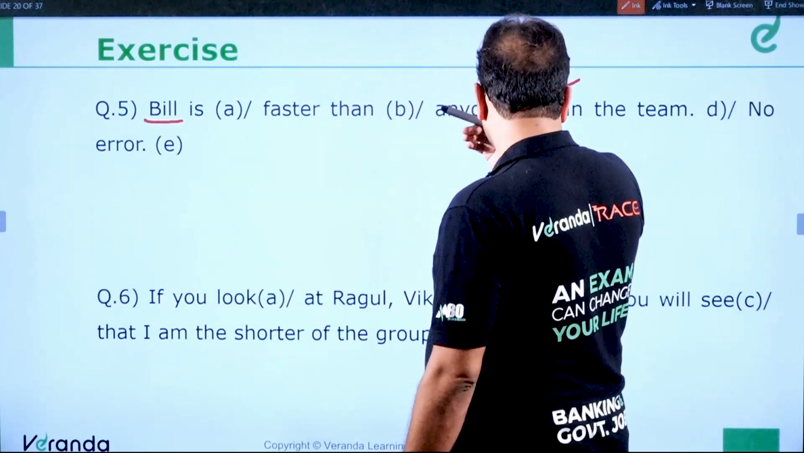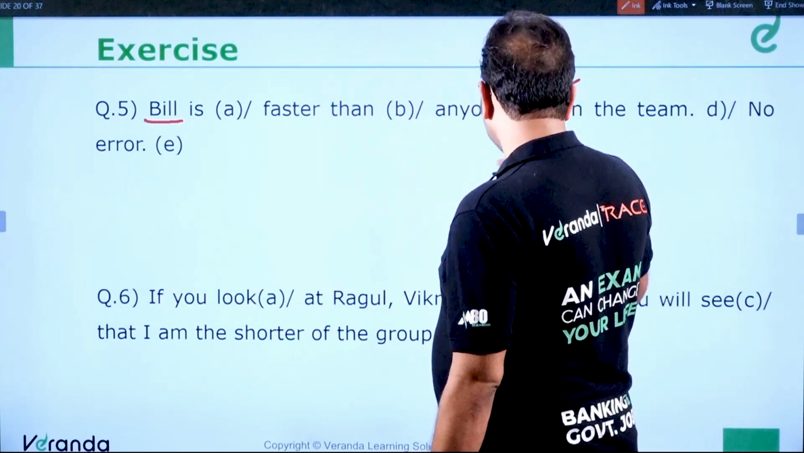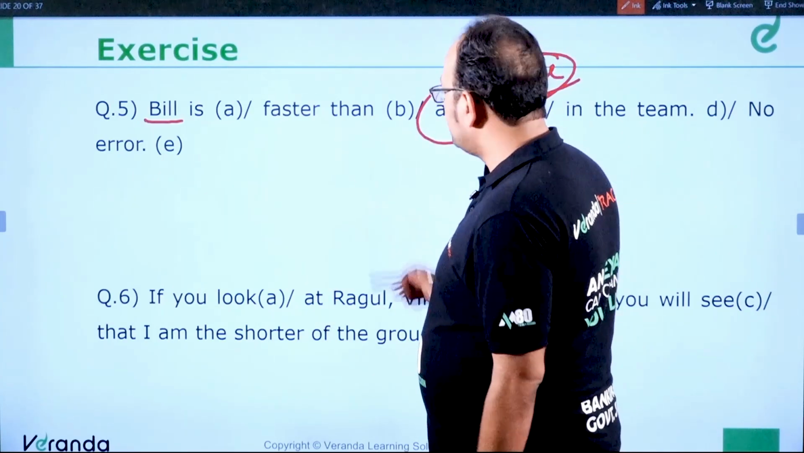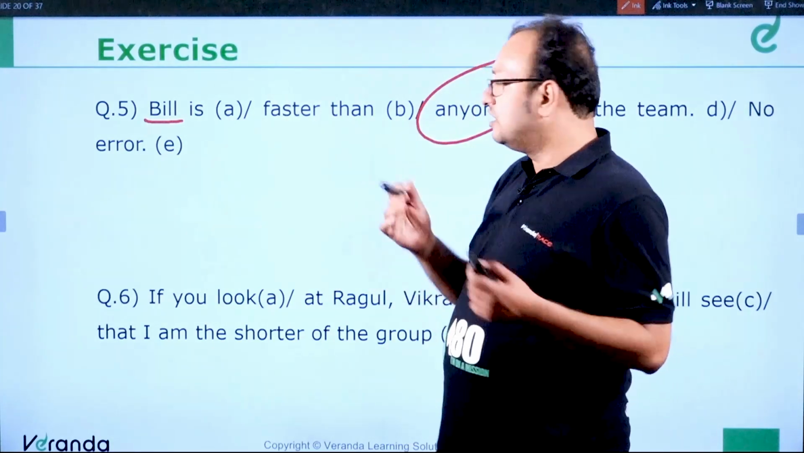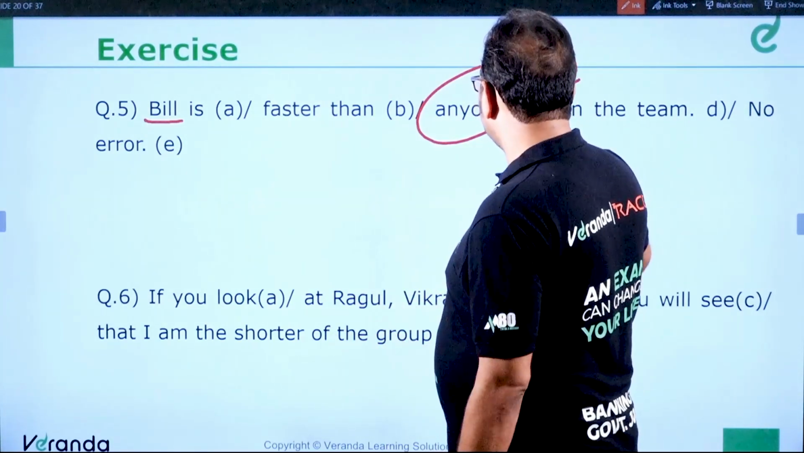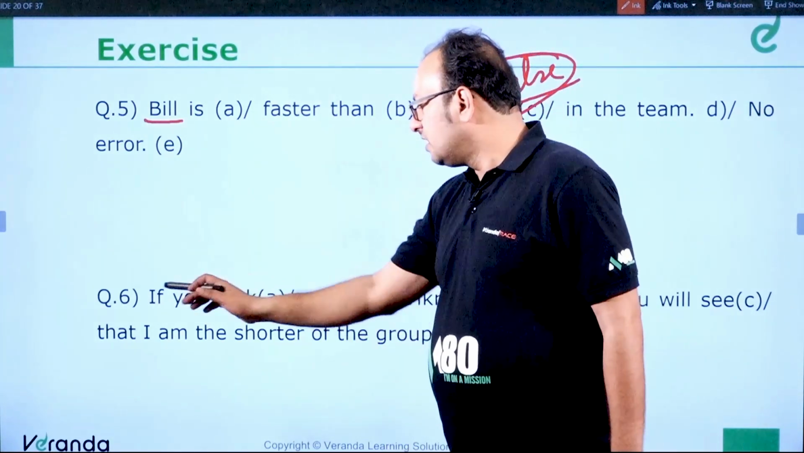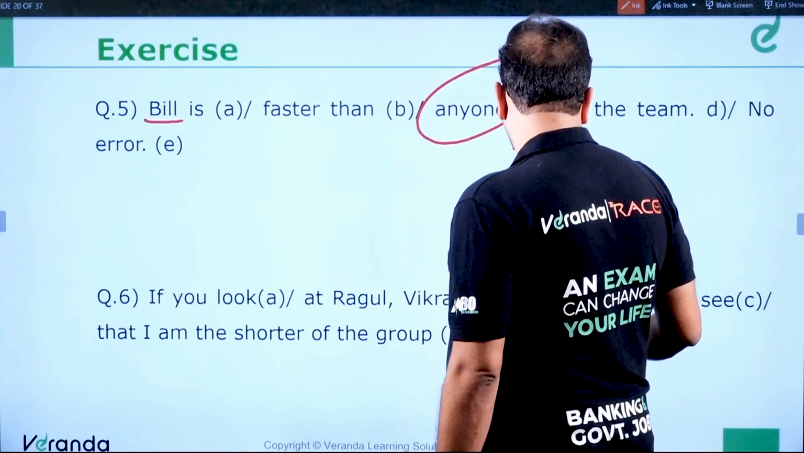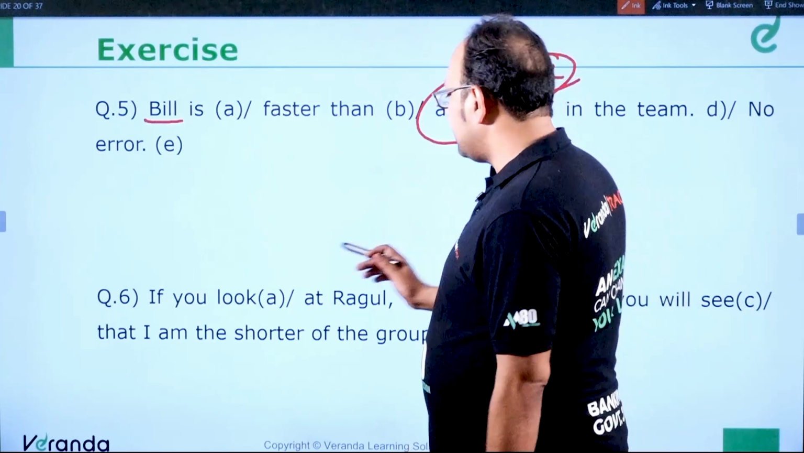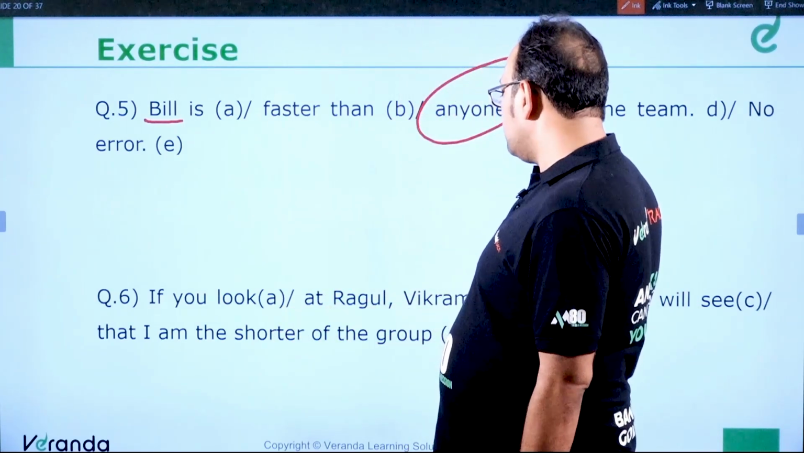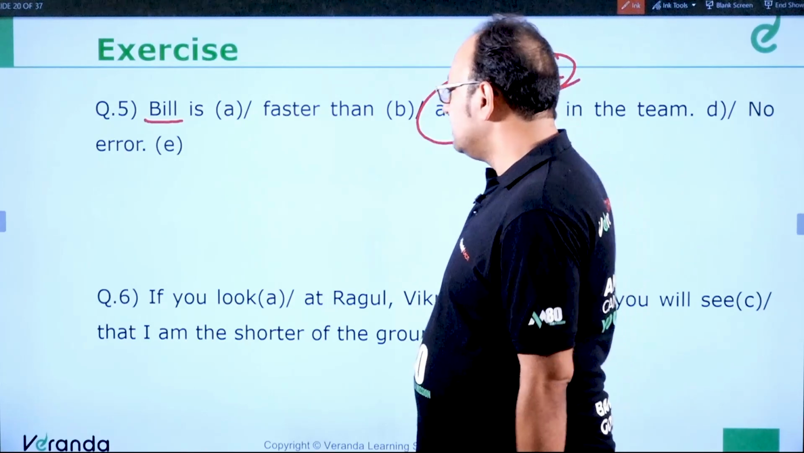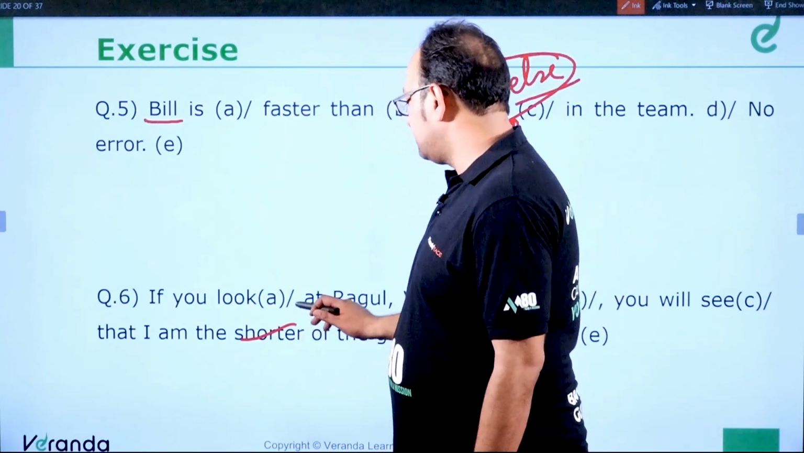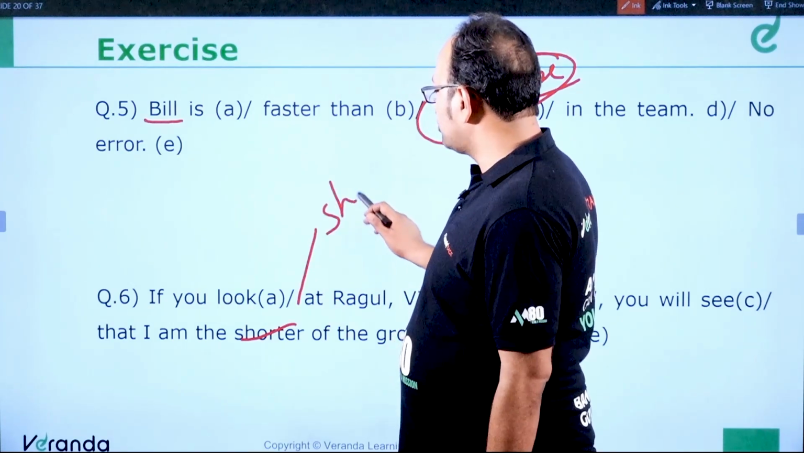So error is in part C, I would say. Anyone should be followed by else. Clear? You shouldn't confuse that the error is in part C or D. It should be in part C itself. Okay. If you look at Ragul, Vikram and me, you will see that I am the shorter of the group. There are 3 people, Ragul, Vikram and me. So it should be shortest, not shorter.